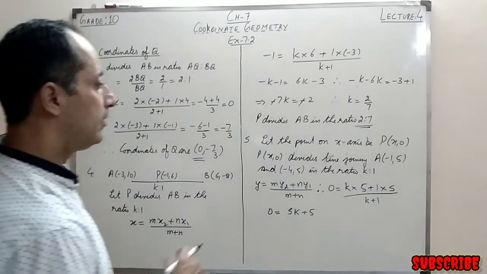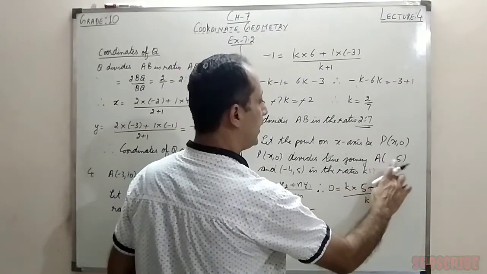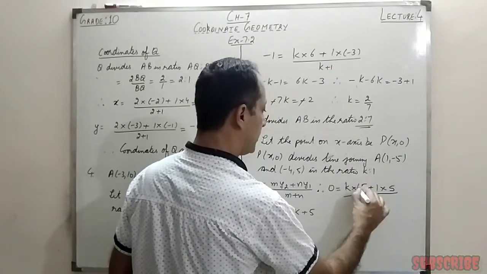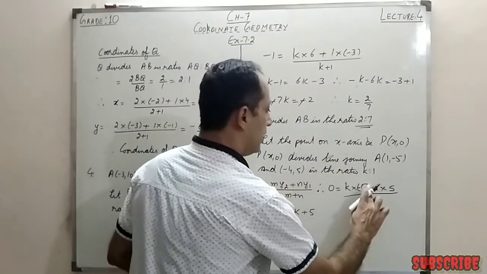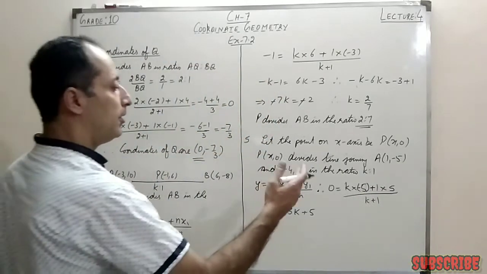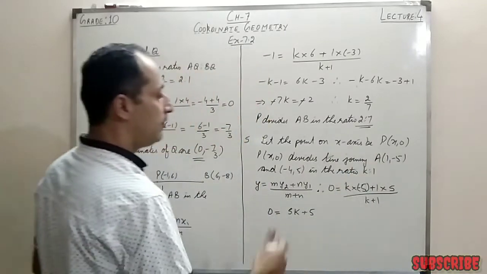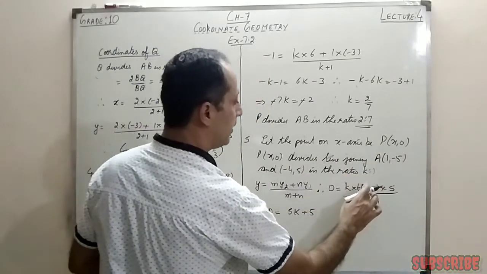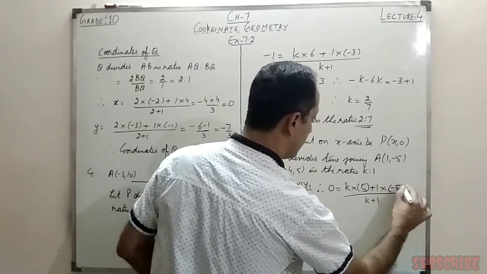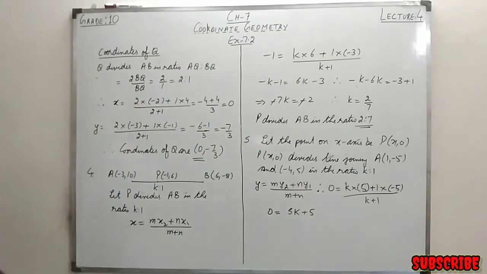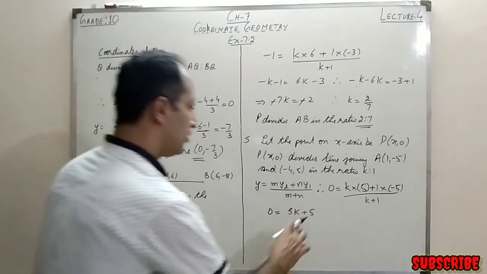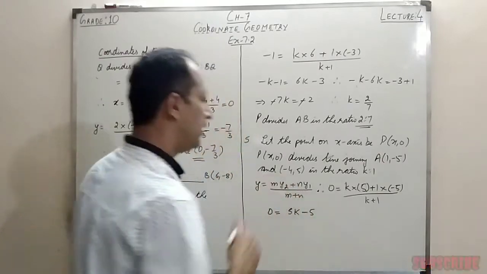There is one more slight mistake. The coordinates of A are 1 comma minus 5, so this will be minus 5. I apologize for that. So the coordinates of A are 1 comma minus 5. That is why y2 will be 5 and y1 will be minus 5. I hope it's correct now. This is y2, this is y1. Alright, so this will be something like this.